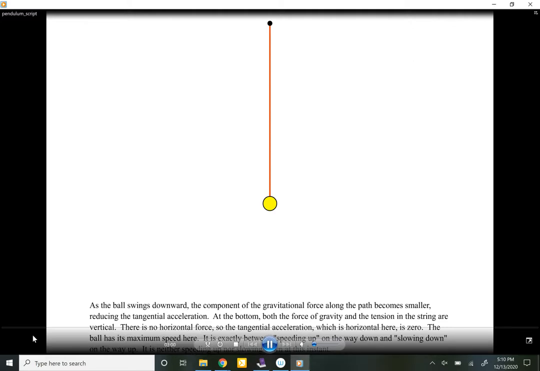The ball has its maximum speed here. It is exactly between speeding up on the way down and slowing down on the way up. It is neither speeding up nor slowing down at this point.